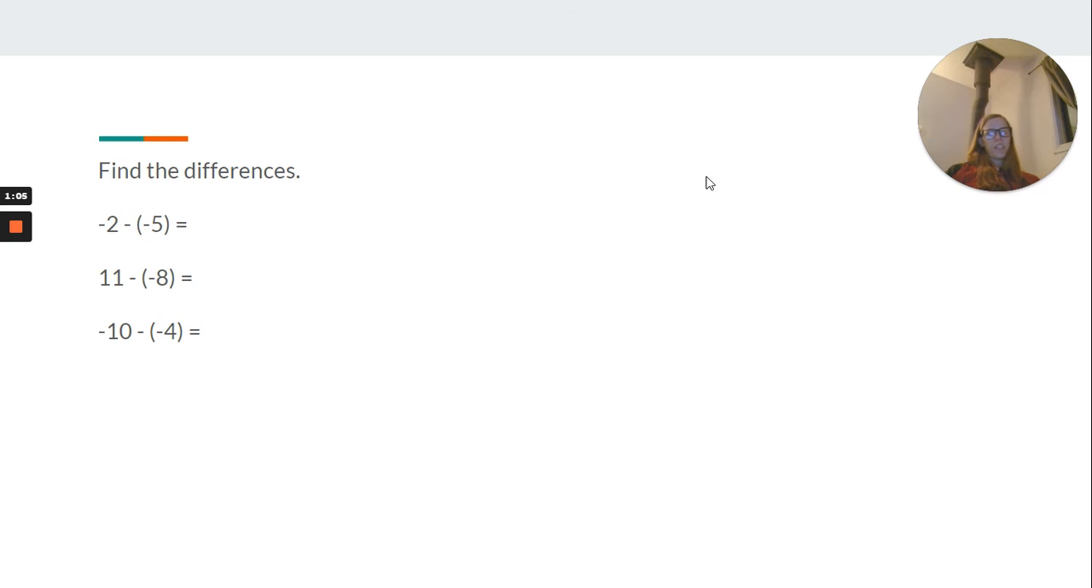So find the differences. So notice that there is a subtraction sign, but then it's also a negative number. So what that actually does is it makes it a positive number. So we have -2 plus 5, which is 3. 11 minus a -8 is going to be 11 plus 8, which equals 19.